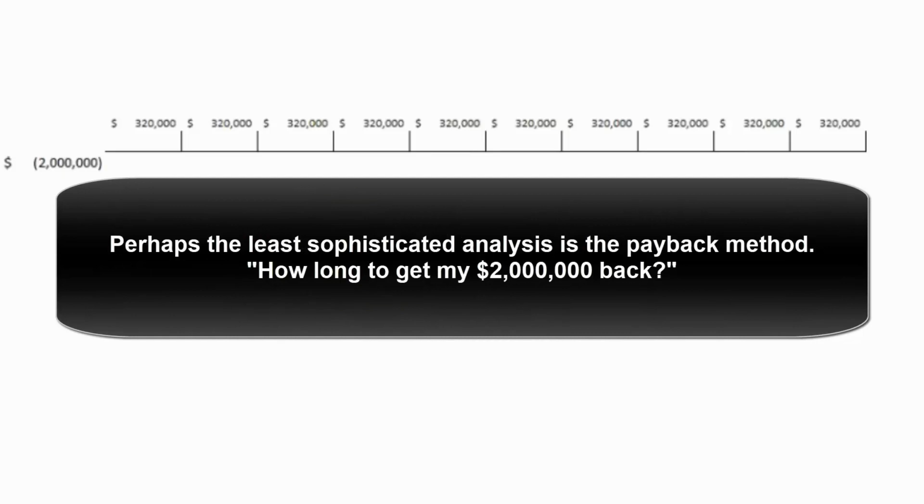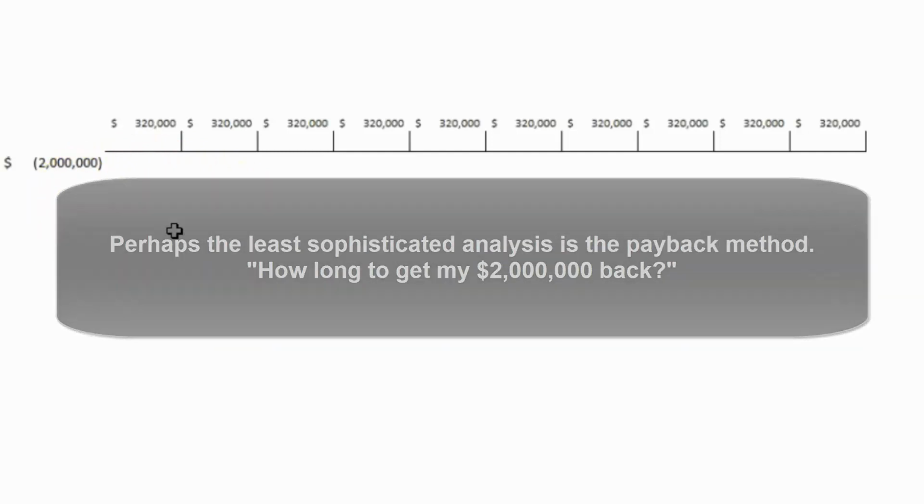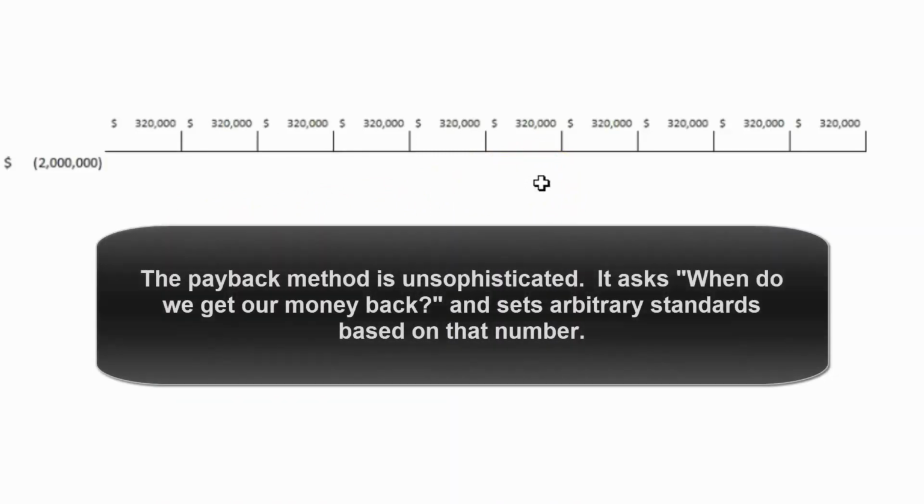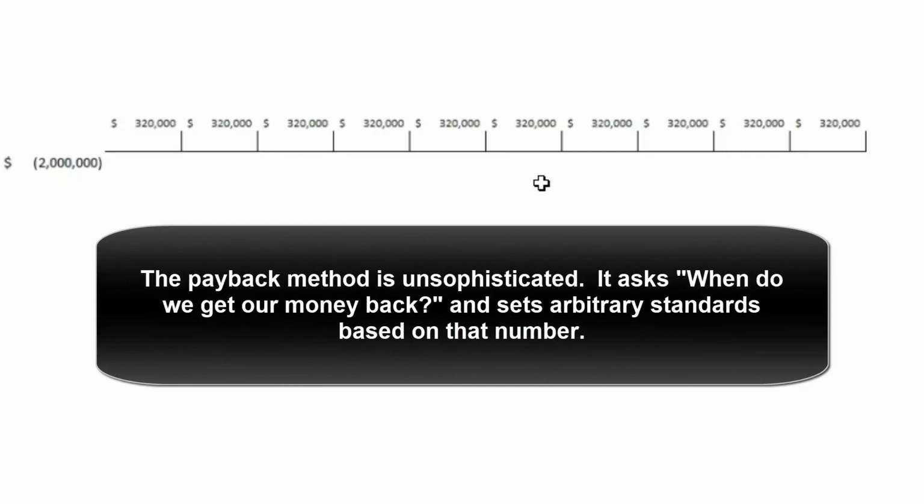Well, one thing we can do is the payback method. We could say, if I pay $2 million today, how many years before I get my money back? And it's about 6.25. So if our company says you have to get your money back within 6 years, we don't do the project. If they say it can be within 7 years, we do the project. But the problem is those are just arbitrary numbers that our company made up.